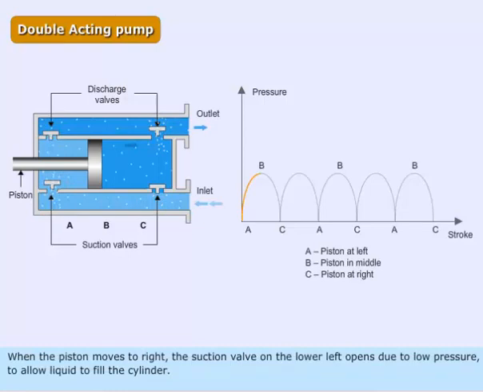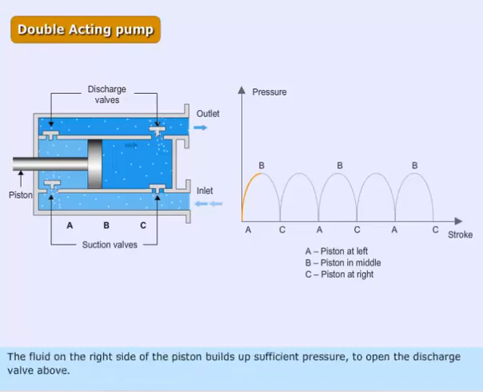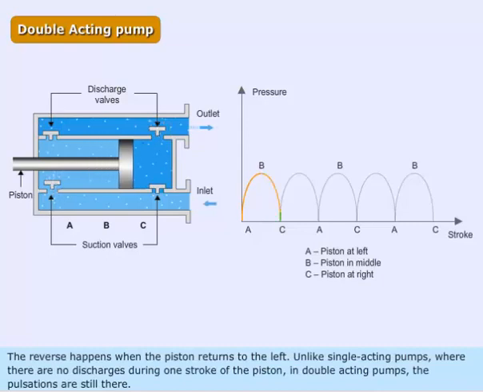When the piston moves to the right, the suction valve on the lower left opens due to low pressure to allow liquid to fill the cylinder. The fluid on the right side of the piston builds up sufficient pressure to open the discharge valve above. The reverse happens when the piston returns to the left.